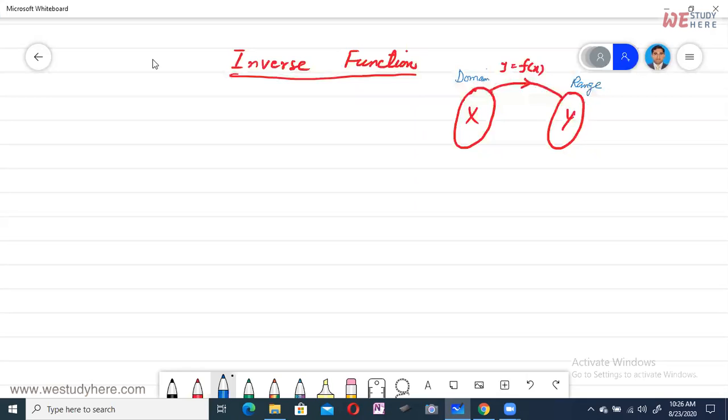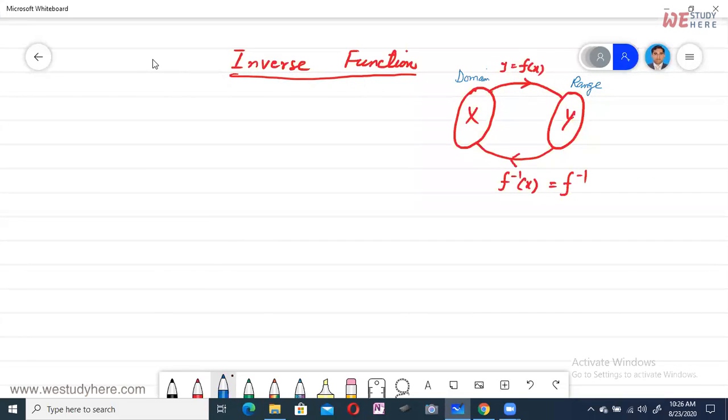Okay. Now I will explain what is inverse function. The inverse function of a function f of x is the function that undoes what f of x has done. It means we are defining function from x to y. If we define function from y to x, that will be the inverse function of f of x, meaning f inverse of x.